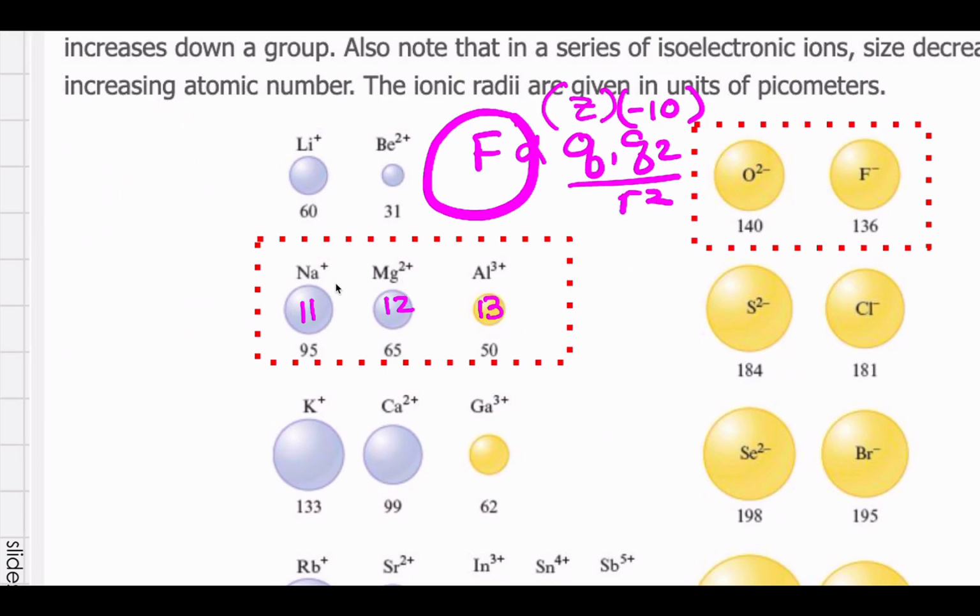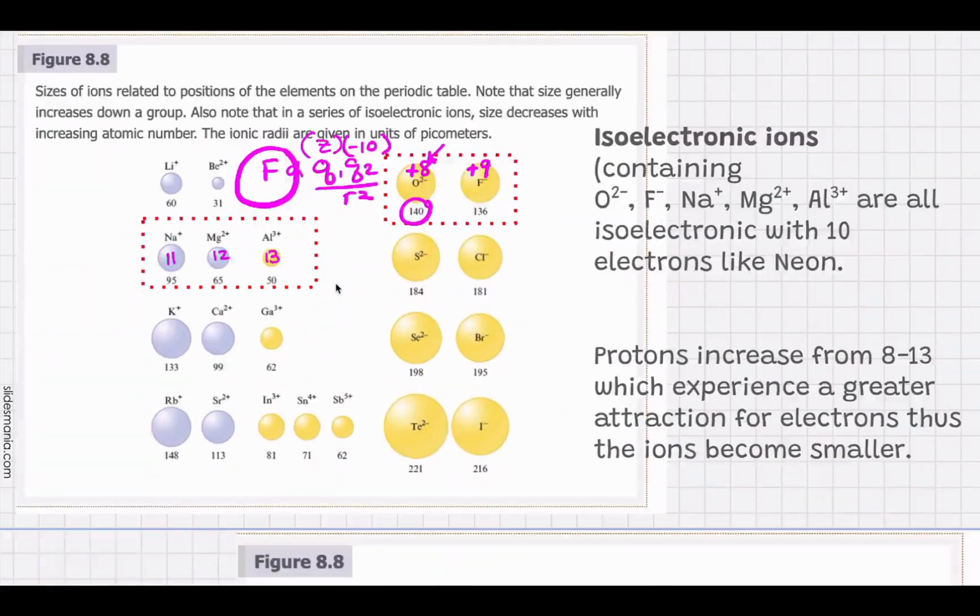So oxygen is plus 8. It has an atomic number of 8. And fluorine is plus 9. So that is why oxygen is larger than fluorine, which it is, because it has less force of attraction for its electrons, because it has a lower atomic number and less positive pull.